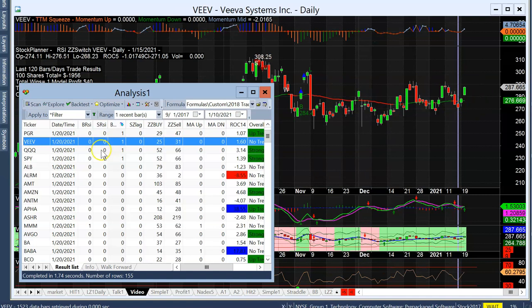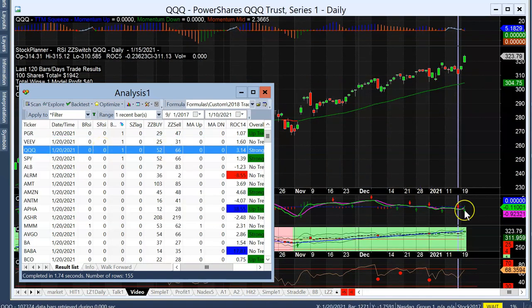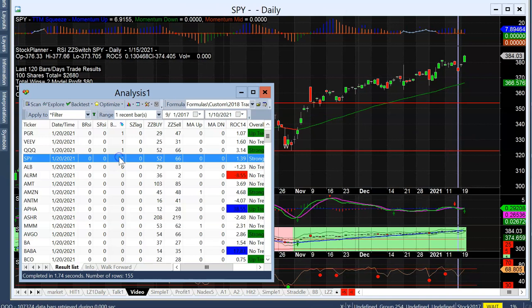This is a pharmaceutical. The three Qs, again, a buy signal. Whether it continues in tomorrow, that's up to you. And of course, SPY. MACD, long-term trend up. Will it continue? That's up to you.